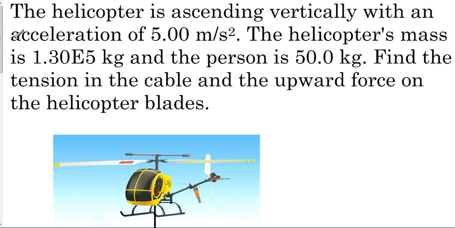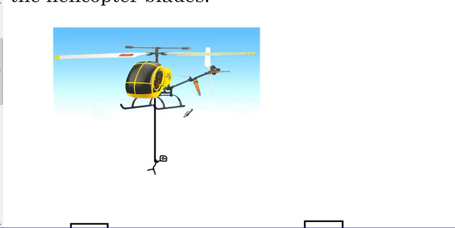Alright, for this last problem, the helicopter is ascending vertically with an acceleration of 5.00 meters per second squared. The helicopter's mass is 1.30 times 10 to the 5th kilograms, and the person is 50.0 kilograms. Find the tension in the cable and the upward force on the helicopter blades. So what we're looking for, if you look at this picture, is this tension in the cable, and we're looking for the upward force along the blades, and we'll call this the lift.